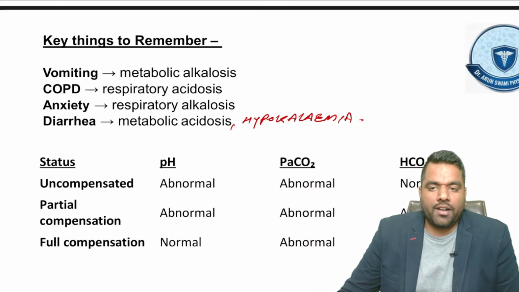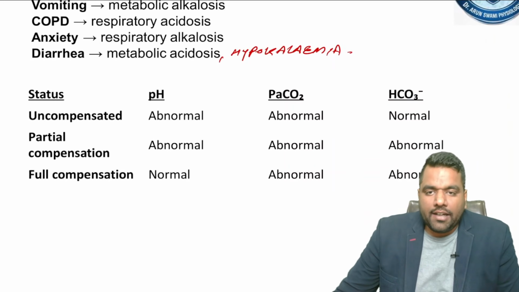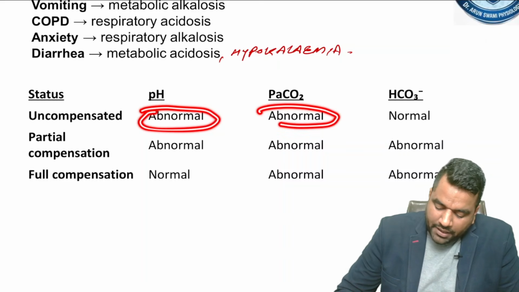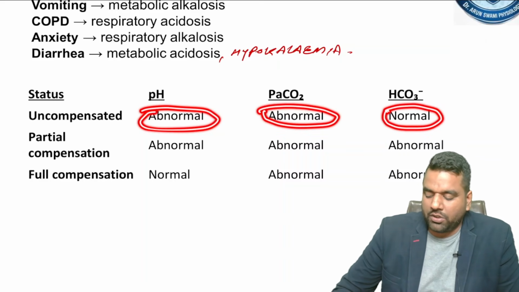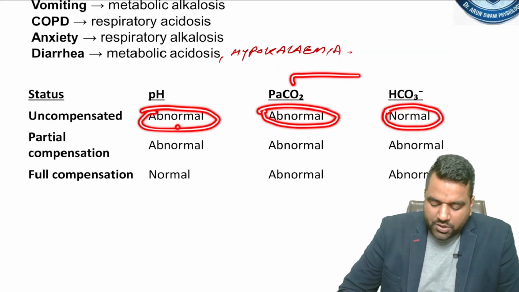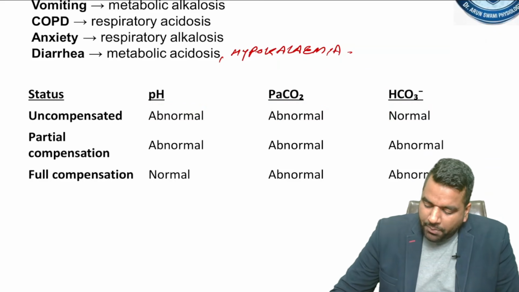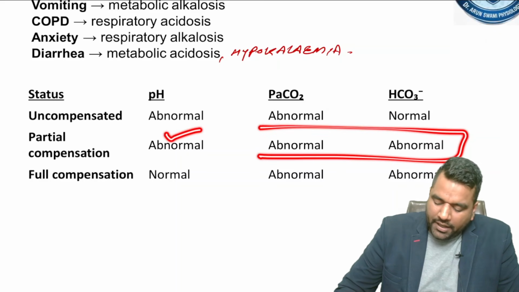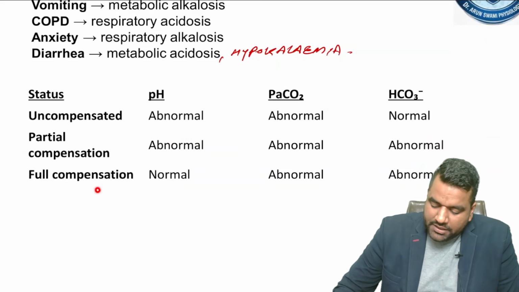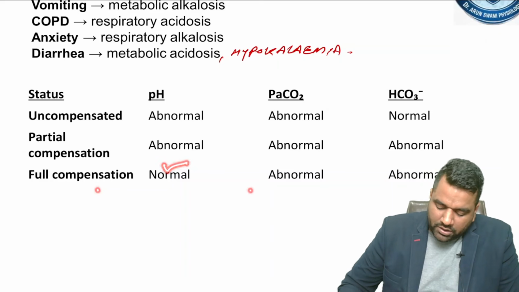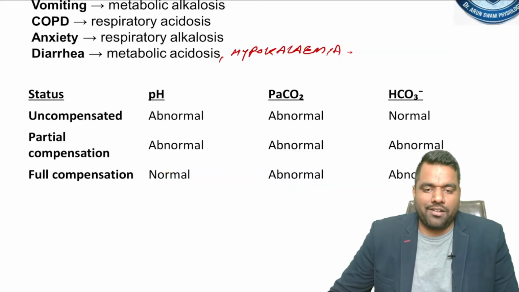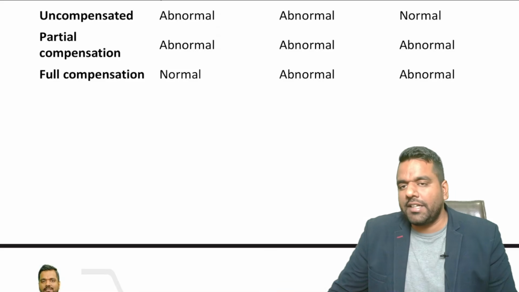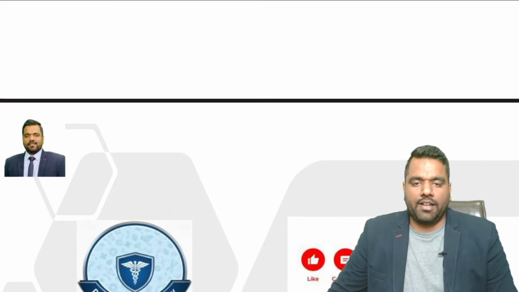Hypokalemia, very very important. Guys, remember that in uncompensated, the pH is abnormal, PaCO2 can be abnormal, and bicarbonate can be normal. So the pH should be abnormal, but out of these two things, one should be normal. In partial compensation, the pH should be abnormal and both things should be abnormal. But in full compensation, the pH should be normal, but both things should be abnormal, right? So this is how you can differentiate between uncompensated, partially compensated, and fully compensated.